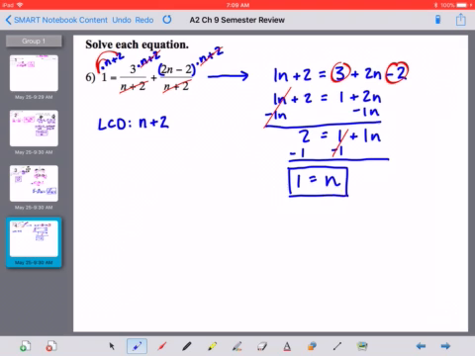And remember, it is always a good idea just to double check that this answer doesn't make any of these denominators equal 0. Well, if you plug in 1, you'll get 1 plus 2, which is 3, so you can have a denominator of 3.